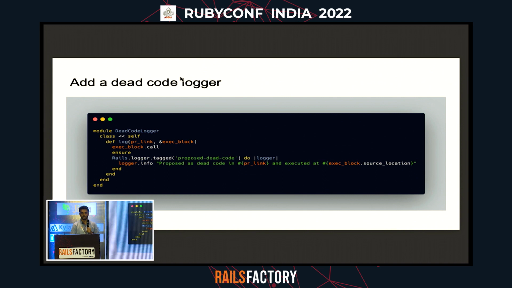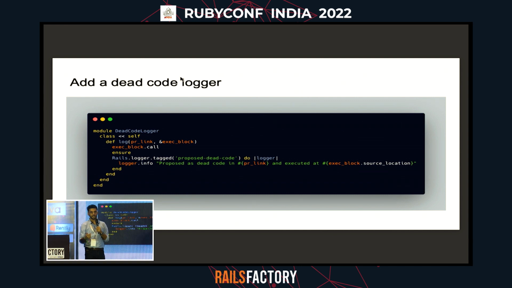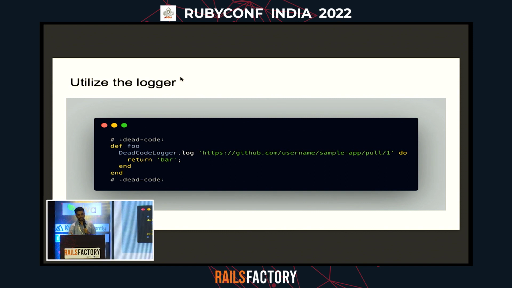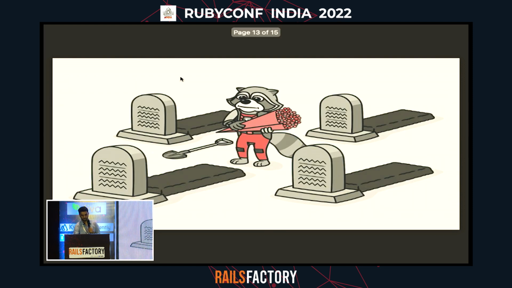When do we utilize it? For example, we found some methods list with the dynamic tools that I just mentioned. With those methods, we'll go and, for example, see this. So this is a method that is proposed by the tool as a dead method. We'll just do dead code logger.log, and we'll pass everything that was there in the method to that block, and it will log it.